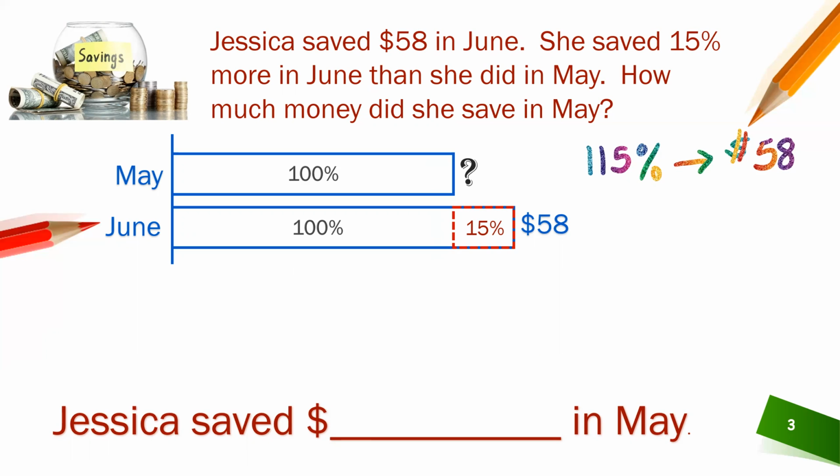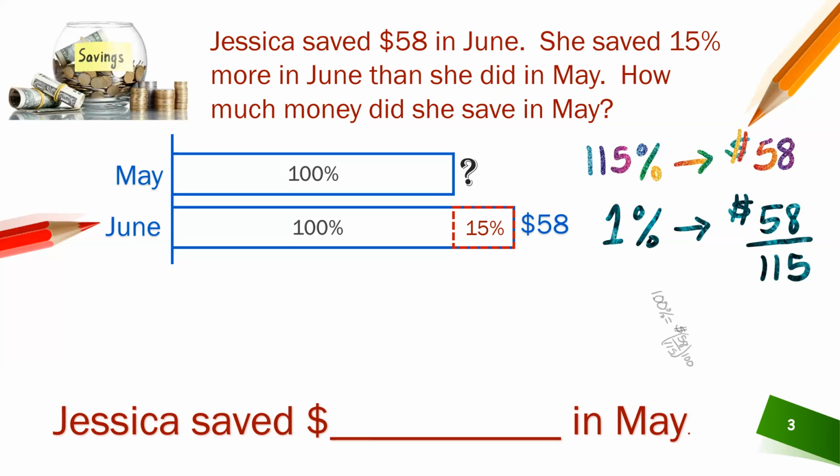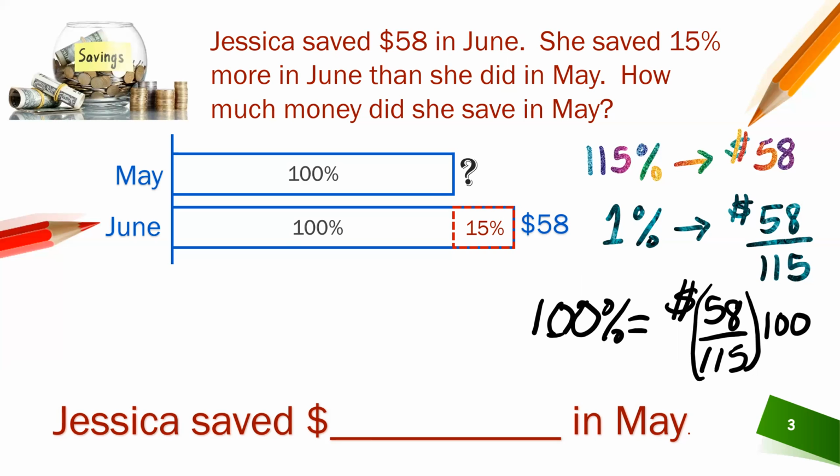So where am I going next? Using the unitary method, down to 1. So 1% is $58 divided by 115. And then I would go up to 100 because that's what I needed to know for May. May is my reference point, and that's 100%. So 100% is 58 divided by 115 multiplied by 100.